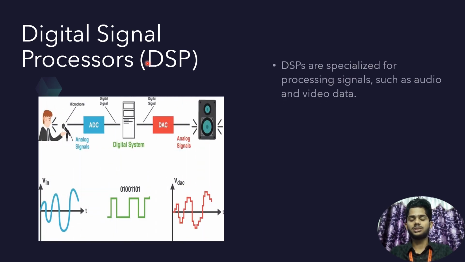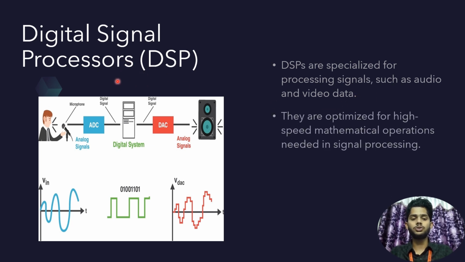So let's discuss the last type of processors, that is digital signal processors. What are digital signal processors? Digital signal processors are specialized for processing signals such as audio and video data. These processors are used in radio systems and video systems like cameras, mobile phones, laptops, etc. They are optimized for high speed mathematical operations needed in signal processing, and are also used for capturing videos and audios in our mobile phones, laptops, cameras, etc.